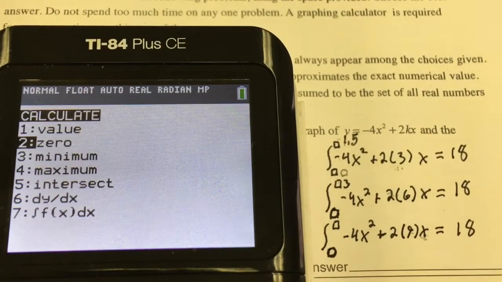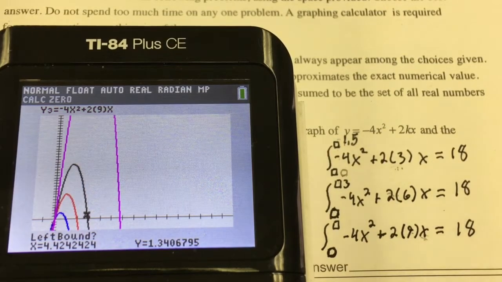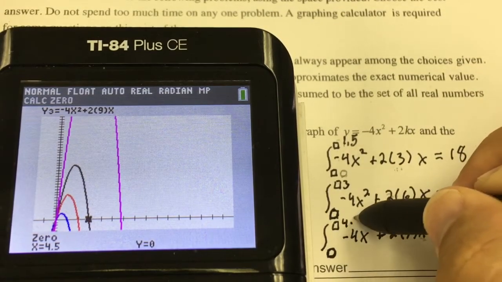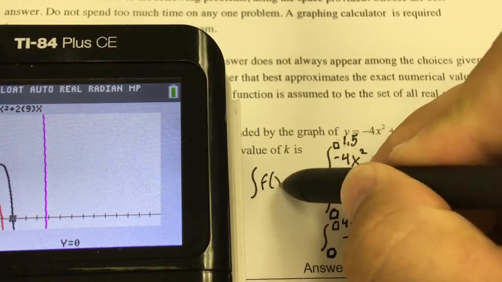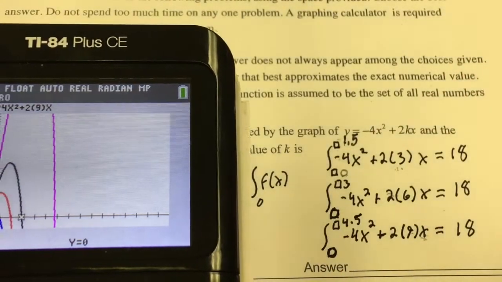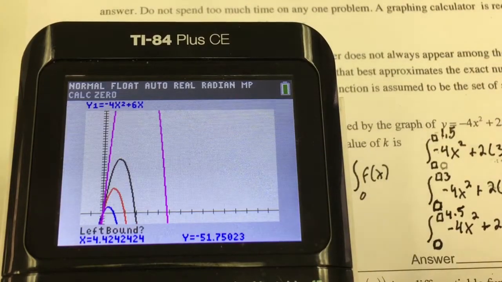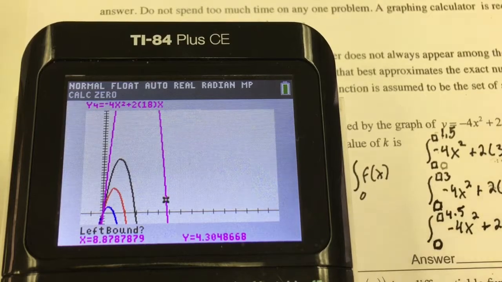Second calc, 0. I want to go to my third graph, so I up arrow to toggle to the third graph. Left bound, enter, right bound, enter. I don't want to guess. I hit enter, and that's going to be 4.5. So from 0 to 4.5. And my fourth graph, I might as well get it while I'm here. It's going to be f of x. I don't know the upper limit yet, so I'm going to figure that one out. Second calc, 0. All I'm trying to do is find my limits of integration. There it is. Enter, cross it, enter, 9.